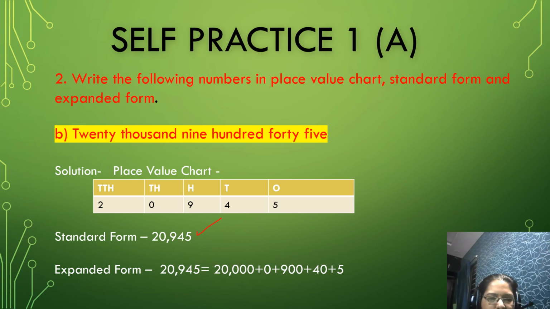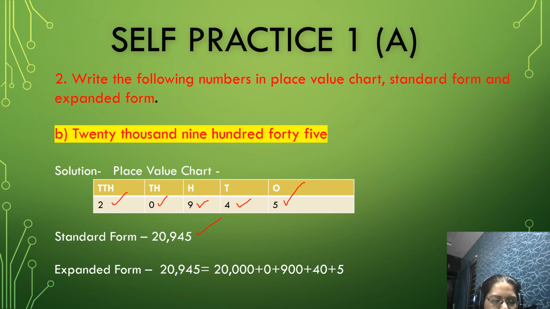And the place value chart will be 20,000. 2 is in the 10,000 place, 0 is in the 1000 place, 9 is in the 100 place, 4 is in the tens place, 5 is in the ones place. So the place value of 20,945 is 2 in the 10,000 place, 0 in the 1000 place, 9 in the 100 place, 4 in the tens place, 5 in the ones place. And the standard form is 20,945.